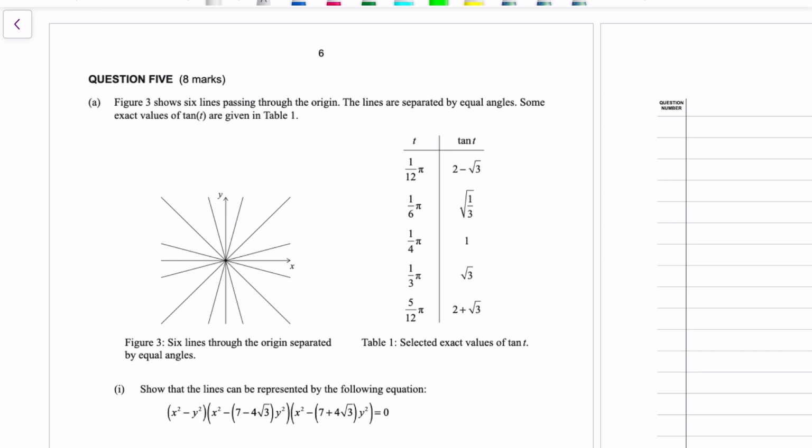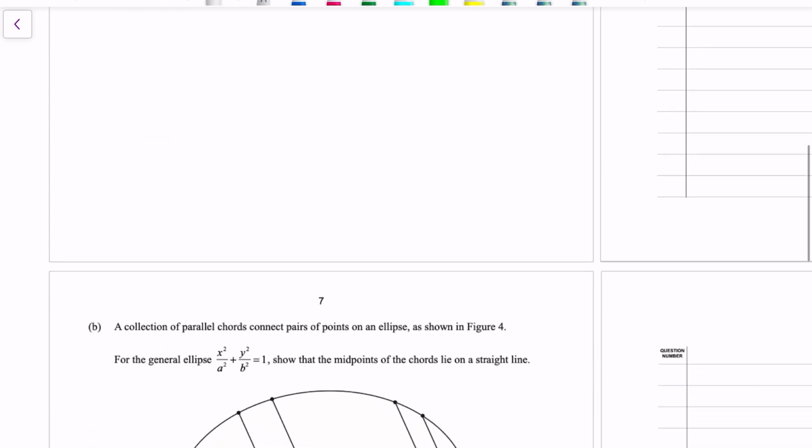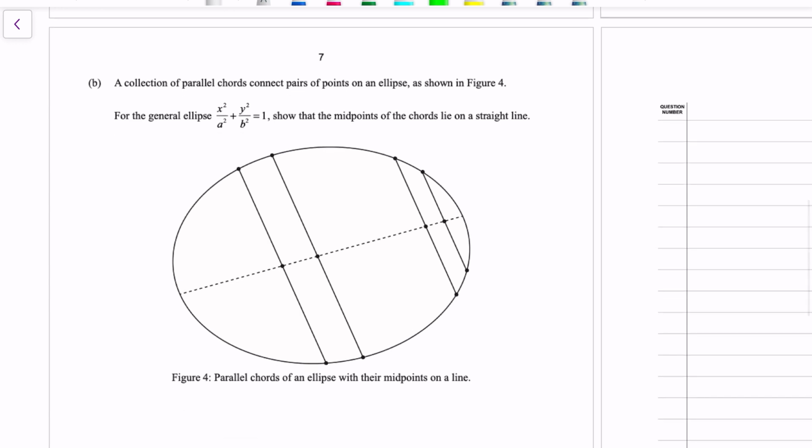Question 5 here consists of 3 parts. The first part is actually very similar to one we did in question 4. We've got a multivariable equation that's represented as a graph. We need to then connect the lines, the knowledge of the slopes of those lines to a hyperbola. And then part B is a very tricky question. It's involving a proof to do with midpoints and parallel lines.